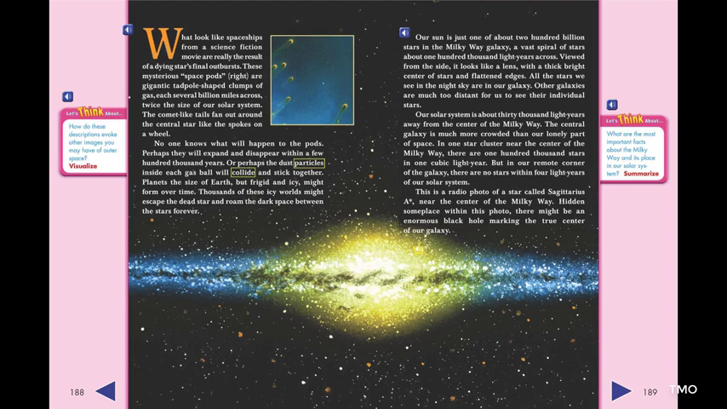Our Sun is just one of about 200 billion stars in the Milky Way galaxy, a vast spiral of stars about 100,000 light-years across.